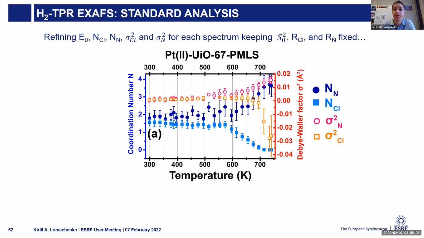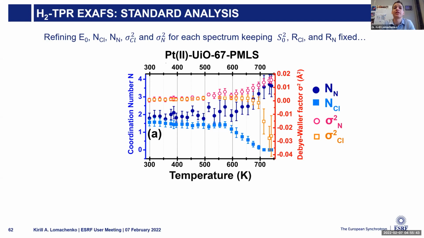And then after 600K, things go terribly wrong, because the coordination numbers become negative. Nitrogen coordination number increases, so somehow we start having more nitrogens around platinum. Instead of 2, we can have 3.5. The Debye-Waller factors go negative as well, and since it's a squared thing, a sigma squared, when you have it negative, it's already something that is not very physical.